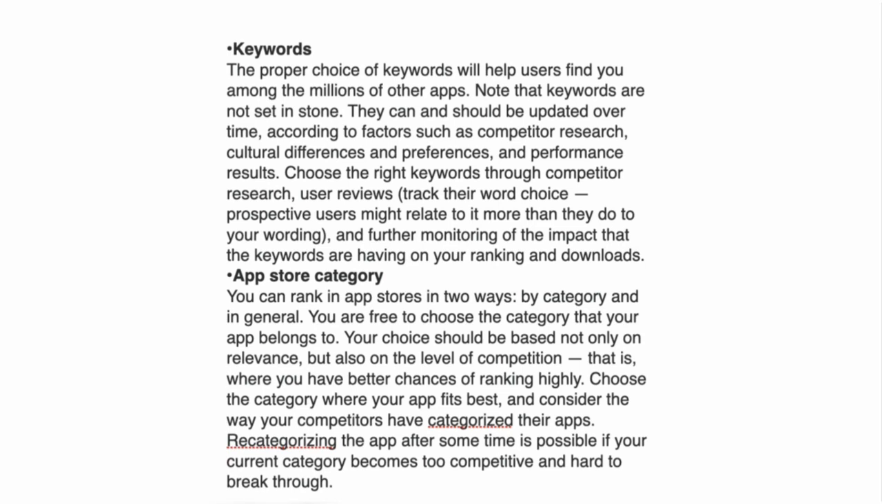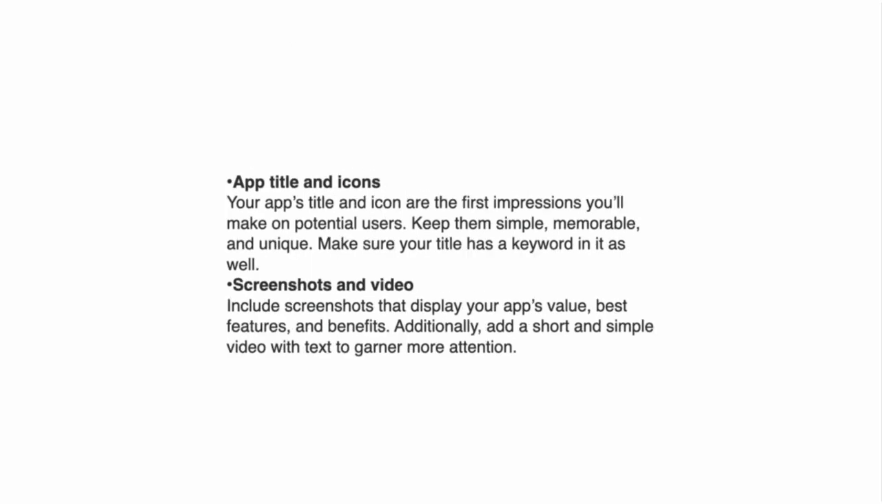Next is the App Store category. You can rank in app stores in two ways, by category and in general. You are free to choose the category that your app belongs to. Your choice should be based not only on relevance but also on the level of competition. That is, where you have better chances of ranking highly. Choose the category where your app fits best and consider the way your competitors have categorized their apps. Recategorizing the app after some time is possible if your current category becomes too competitive and hard to break through.